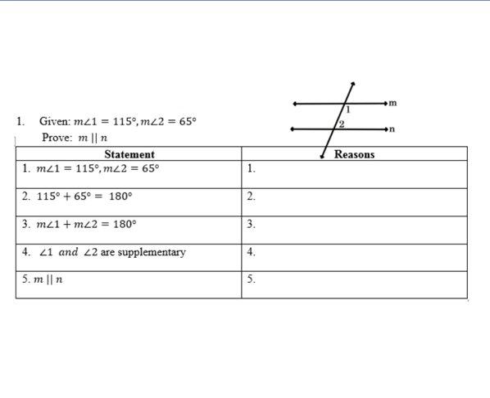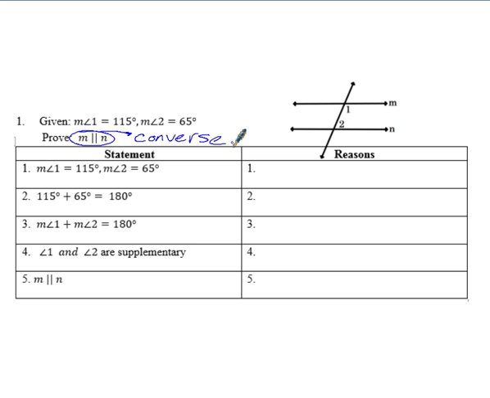So let's take a look at a proof where we might use some of this stuff. We are given that the measure of angle 1 equals 115 degrees. We're given that the measure of angle 2 equals 65. And we want to prove that M is parallel to N. So we're proving something parallel, so this should be our reminder to use a converse.